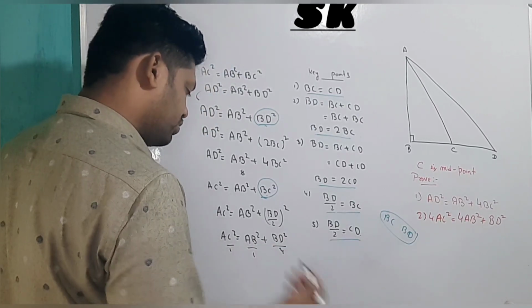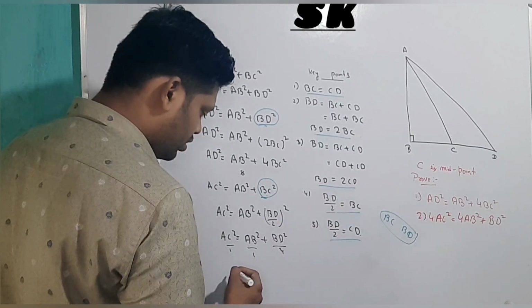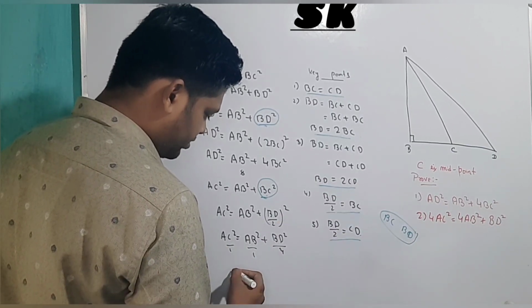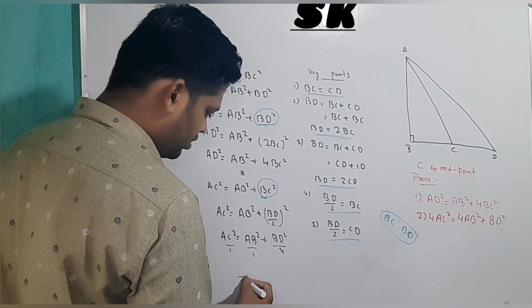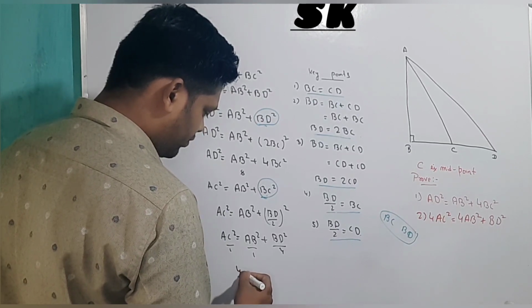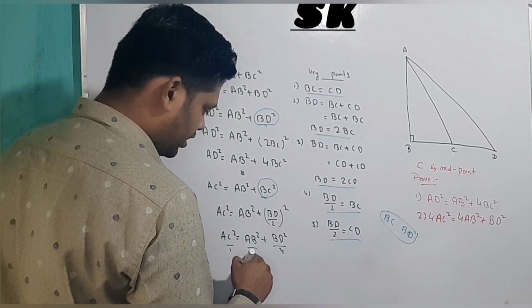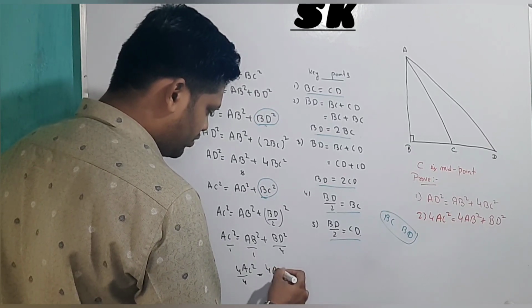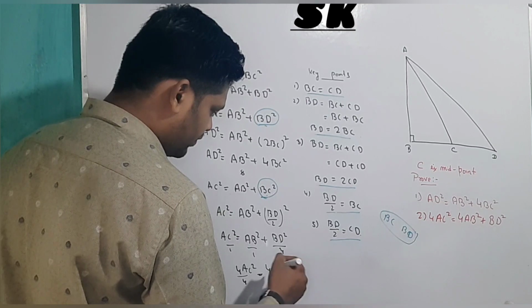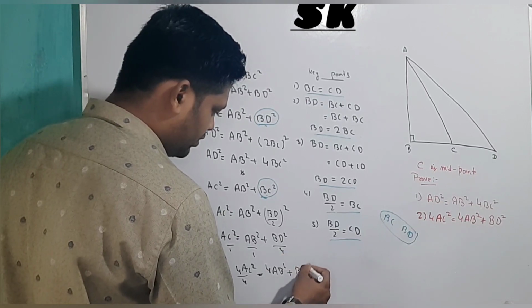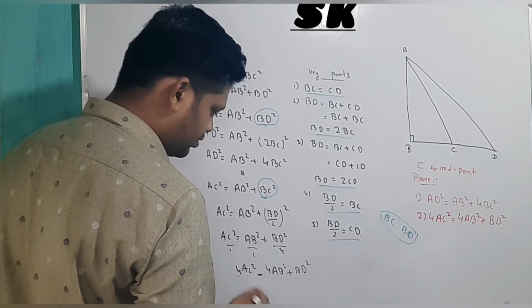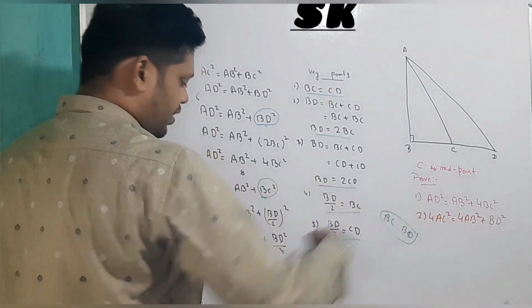Sir, we can do LCM for this one also. When they give you the LCM, you have to do it. Okay, so the LCM will be 4 on both sides. So here 4, 1 is there. So multiply 4AC square equal to, again 1 is there. So 4AB square plus 4 is already there. So BD square only for this one. So see, we have proved.